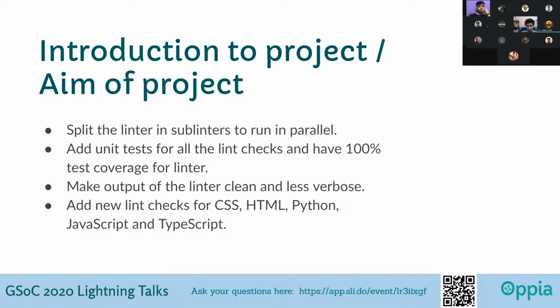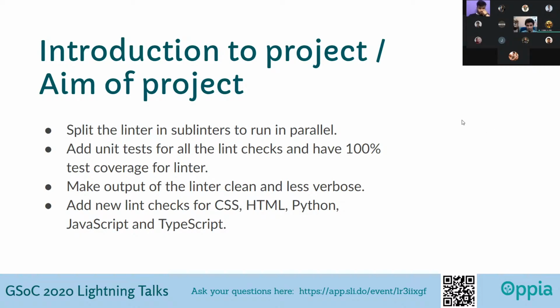The aim of my project was to implement the linter in sublinters to run in parallel processing. Before, we just had a single linter file for all the lint checks, running sequentially. My task was to split the linter into separate files by file type: a separate file for Python, a separate module for CSS and HTML, and the same for JavaScript and TypeScript.